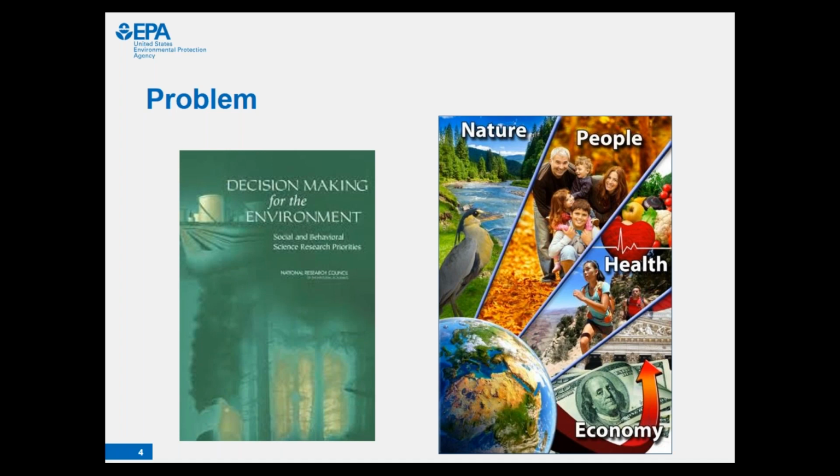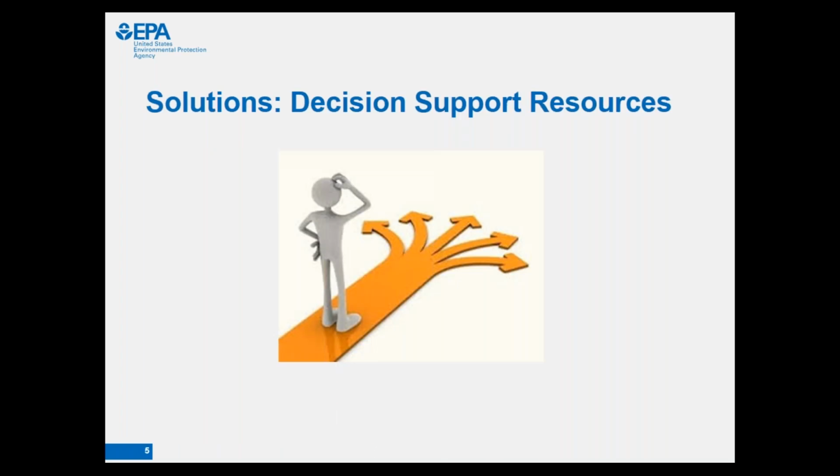And we need access to good information so that we can make good decisions for the people who live in our communities. So our goal in the Office of Research and Development is to be able to provide some resources that can help with those kinds of challenges.